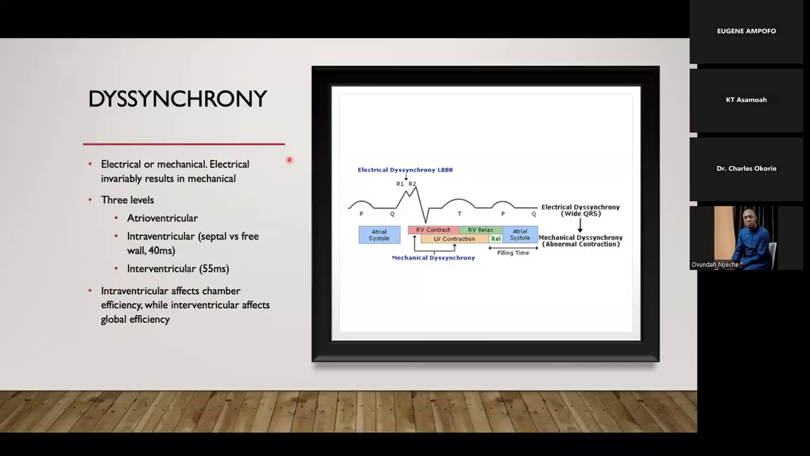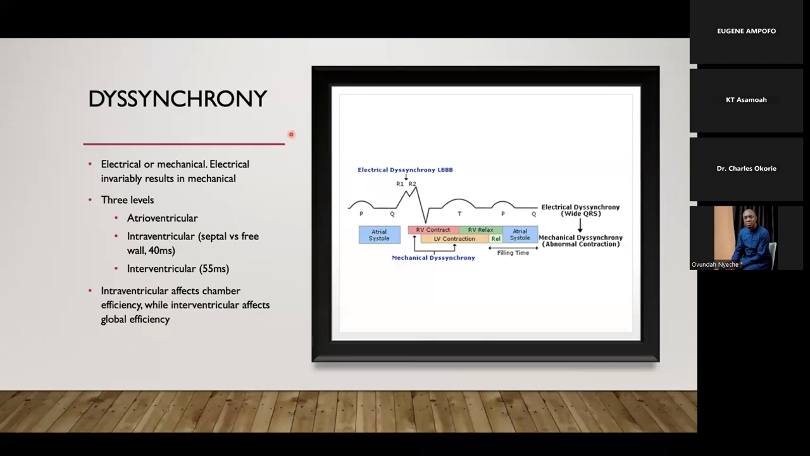So when we talk of desynchrony, we have electrical and mechanical desynchrony. Electrical desynchrony is picked up on the ECG, and the hallmark is that the QRS complex is broad. And you know that the QRS is a composite of RV and LV contraction.